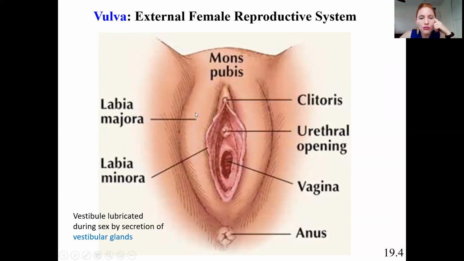And then we have two folds of skin, I should say. The outer one, the bigger one, is called the labia majora, like bigger. And then we have the labia minora, like smaller. Inside we have two openings. We have the urethral opening, where the pee comes out, and then we have the vagina posterior to that. I really like to highlight this because this is different for males and females.